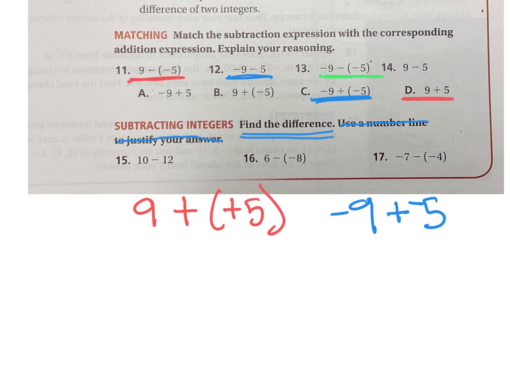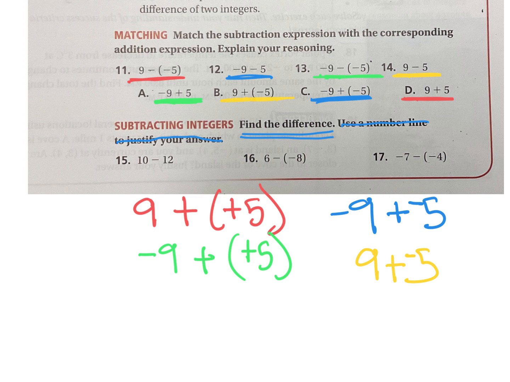Now let's do this one. It's a negative 9 minus a negative 5. So I'm going to add the opposite. So I should have a negative 9 plus a positive 5. Negative 9 plus 5. Okay, those two together. Now I know that 14 is going to go with B, but I'm still going to check it. 9 minus 5. I add the opposite, so it's 9 plus negative 5. 9 plus negative 5. And there it is.